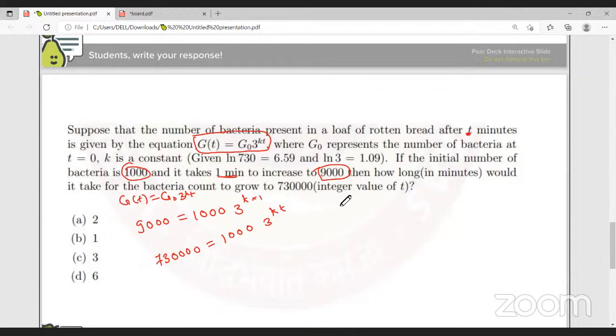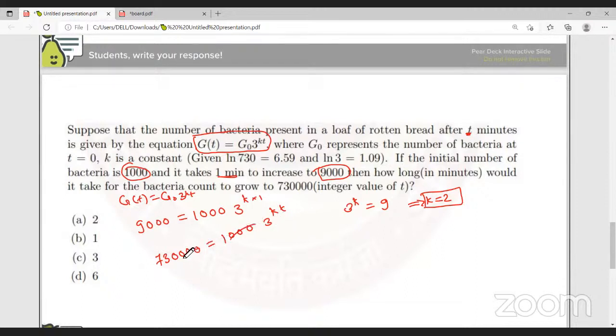So 3 to the power k, 9 to the power t. I don't know if this is right or wrong. What do we get? 3 to the power k equals 9, right? Where k equals 2. I did it in a complicated way, but you can do the same thing and apply it directly also, right?